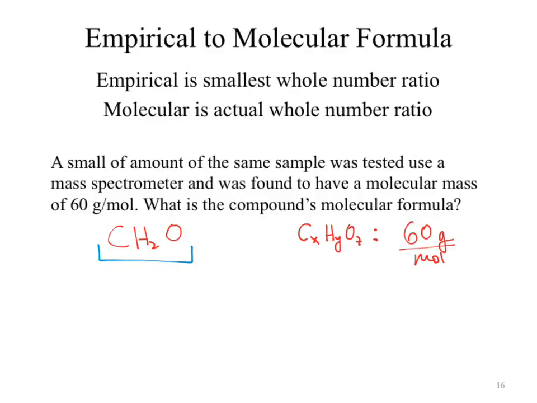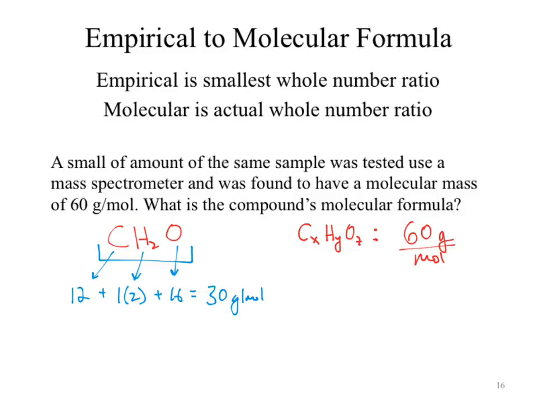So if we go ahead and start up again, we need to figure out as our first step the empirical molar mass. We figure that out by going to the periodic table. Carbon has a mass of 12. Hydrogen has a mass of 1, but there's 2 of them. Oxygen has a mass of 16. We add those up and we get a magic number of 30 grams per mole from your empirical formula.